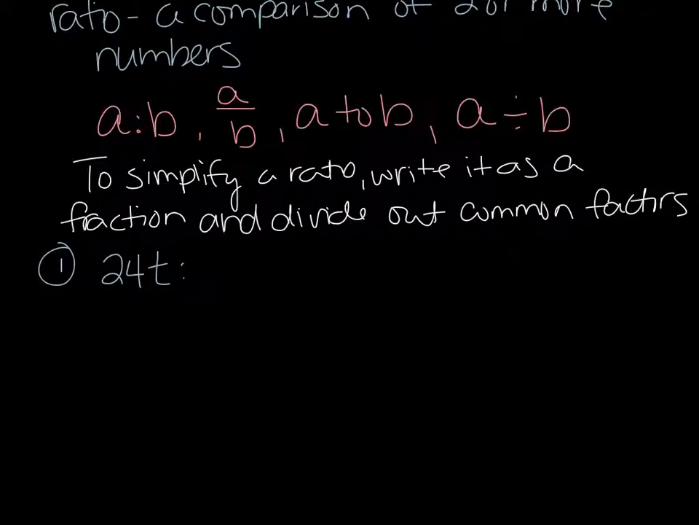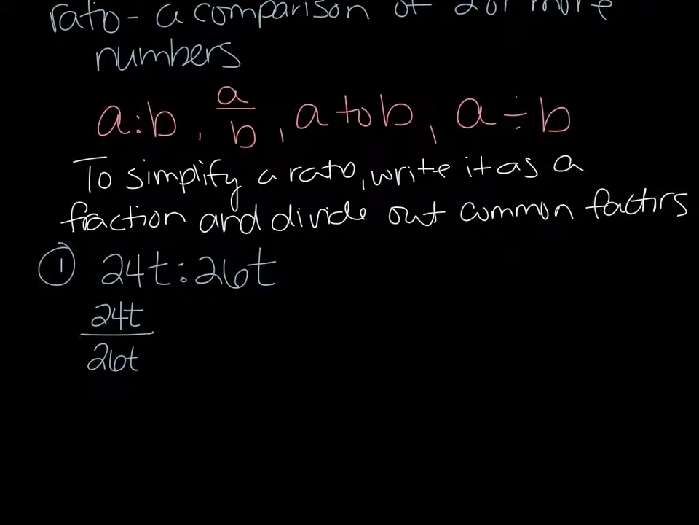I want to simplify the ratio 24t to 26t. Okay? Now remember, this ratio written like this means the same thing as 24t over 26t. Means the exact same thing. Once again, notice that the 24t comes first, so it's going to go in the numerator.